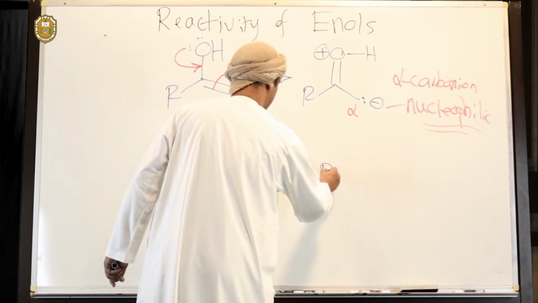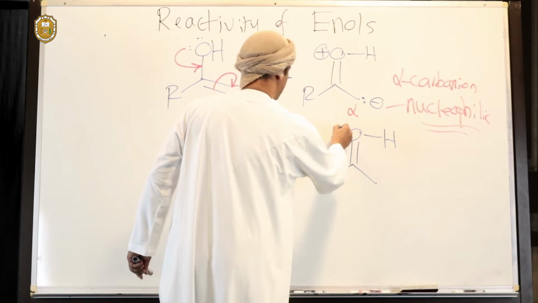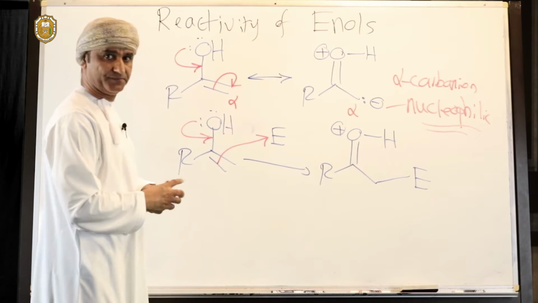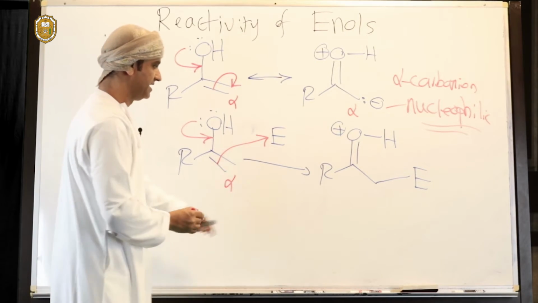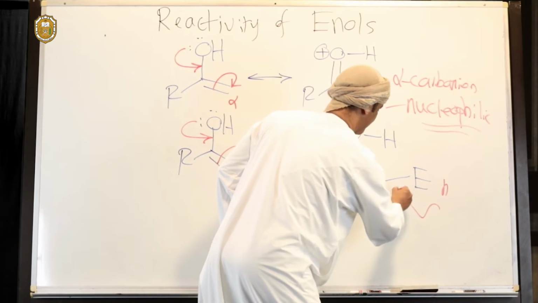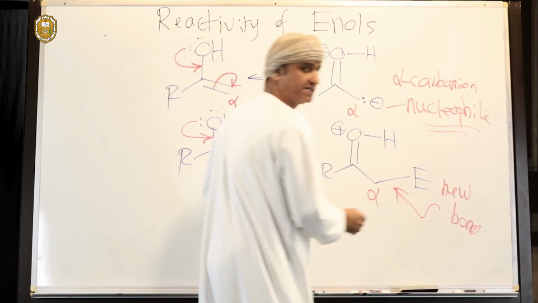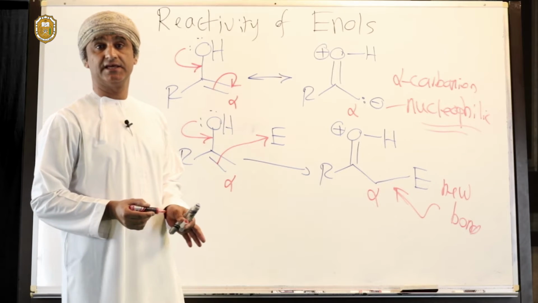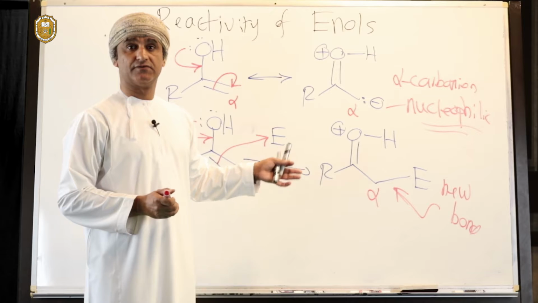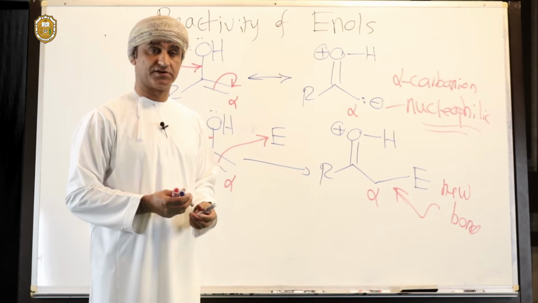The product that's obtained is this one, where this alpha carbon is now bonded to the electrophile. So that is the new bond. It could be a new CC bond if the electrophile is an alkyl halide. It could be a new CC bond if the electrophile is another organic electrophile, such as an aldehyde or a ketone or a carboxylic acid derivative.